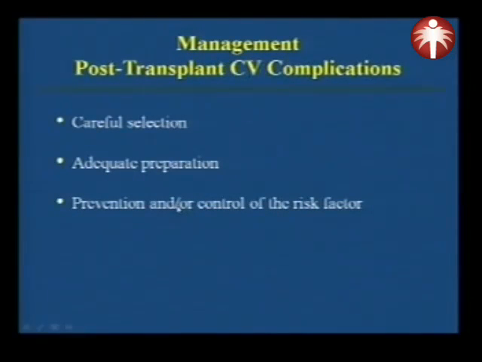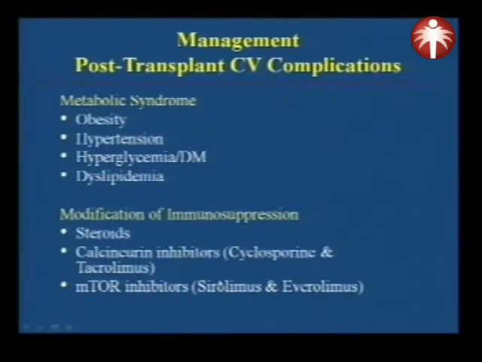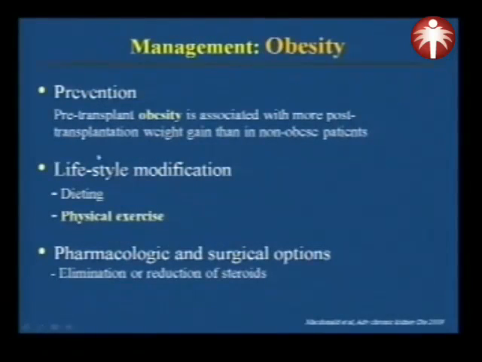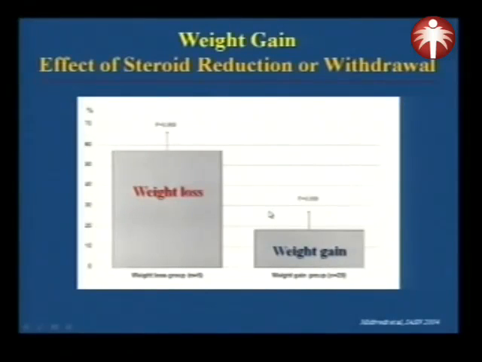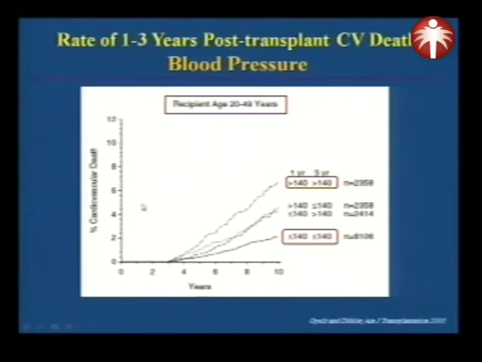So how do we manage these patients briefly? Careful selection, adequate preparation, prevention, and or control of the disease. There are things that we cannot change, like age, gender, ethnicity, but metabolic syndrome one should control very well, especially before transplantation, along with good control and management of immunosuppressive drugs afterward. So I'll go quickly through those. For obesity: dieting, physical fitness, and sometimes surgical options are needed. If you reduce or withdraw cyclosporine, there is a significant increase in weight loss. Again, physical fitness improves or reduces cardiovascular events and left ventricular mass.